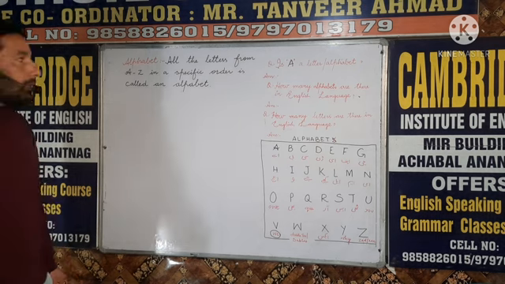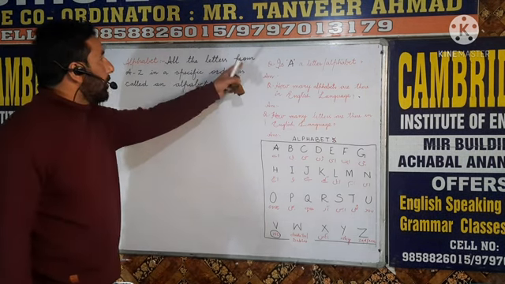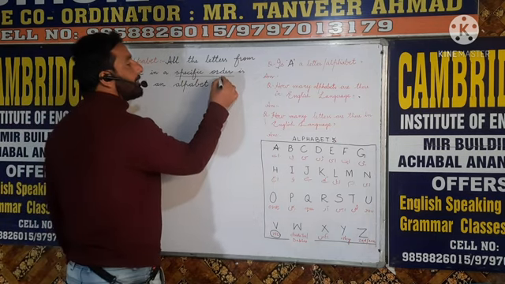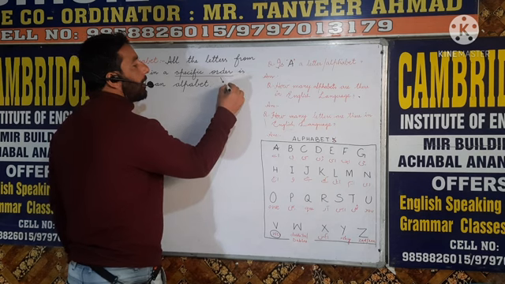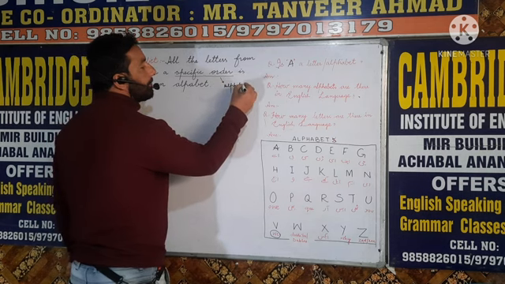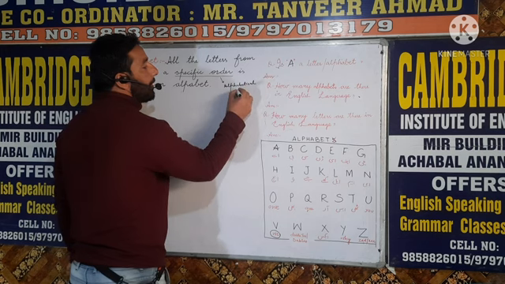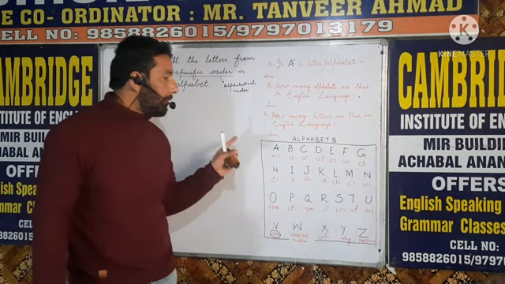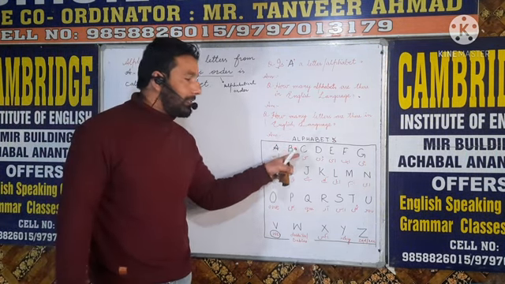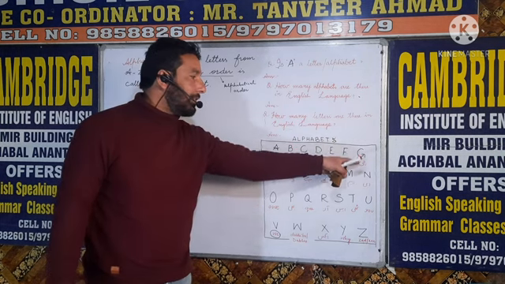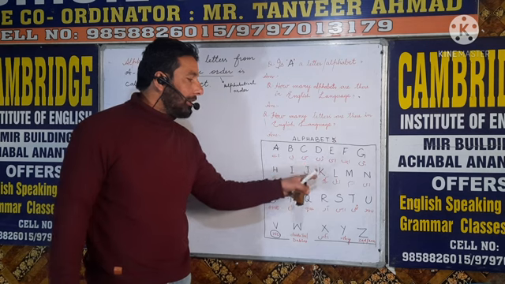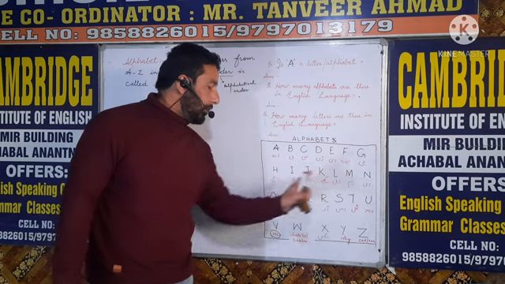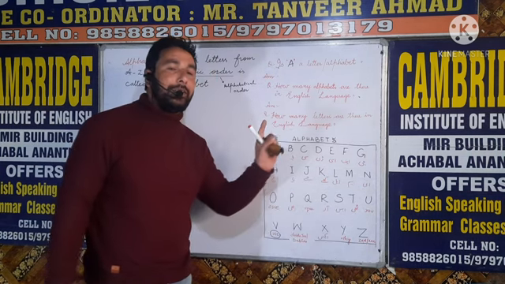Let us see now towards the definition: all the letters from A to Z in a specific order. What is this specific order? This particular order is alphabetical order. All of us are aware of it: A is followed by B, then is C, then D, then E, then F, then G, then H, I, J, K, L, M, N, O, P, Q, R, S, T, U, V, W, X, Y, Z.